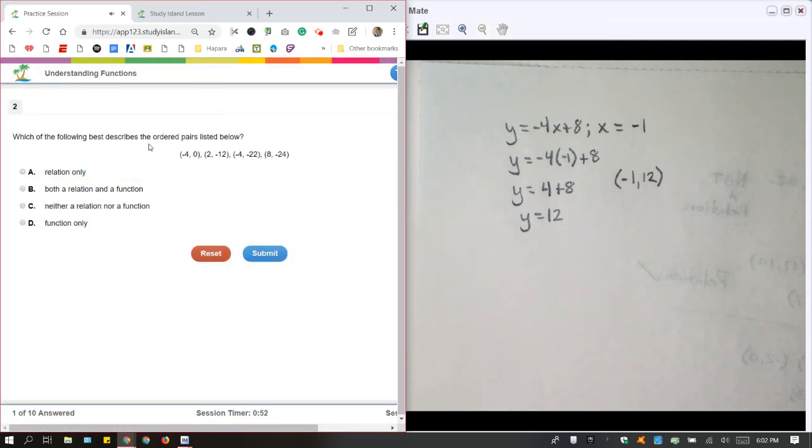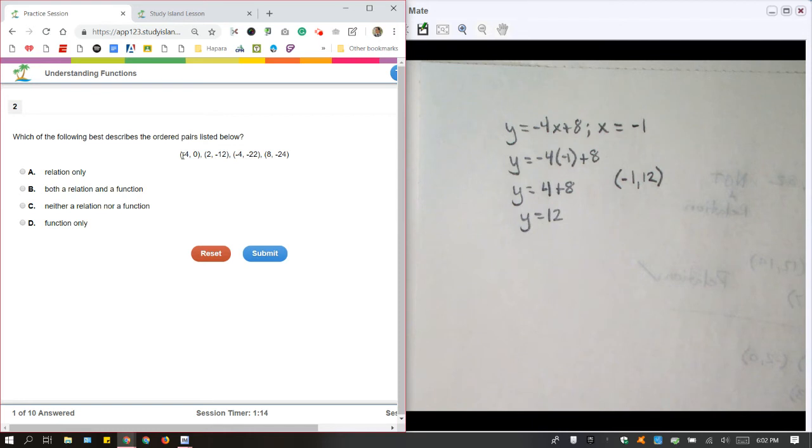Which of the following best describes the ordered pairs listed below? Is this a relation, a function, both, or neither? Well, again, we have x and y points, so it's a relation. Do we have any repeating inputs? Absolutely we do. Look, -4, 0, and then later we have -4, -22. So the input -4 has output 0, and then later has the output -22.